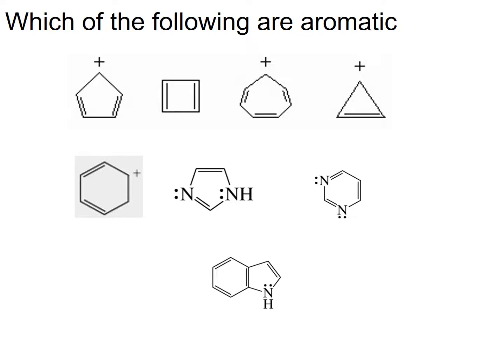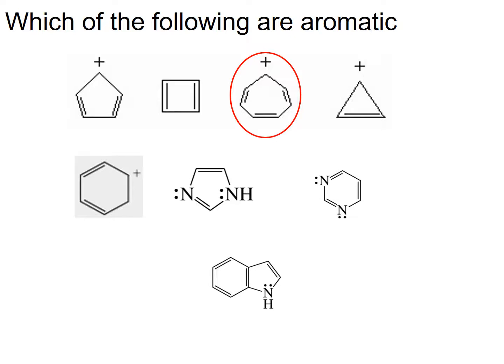Okay, starting from the top. On the top left, every atom is sp2 hybridized. However, we only have a total of 4 electrons, so it cannot be aromatic. The next one, same thing. We already talked about this one. This one only has 4 pi electrons, meaning it cannot be aromatic. The next one, we have a total of 6 pi electrons, so we're looking good. It is cyclic. Every atom is sp2 hybridized because of the carbocation, so yes, this one would be aromatic.